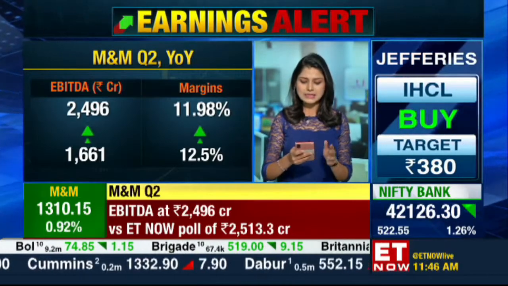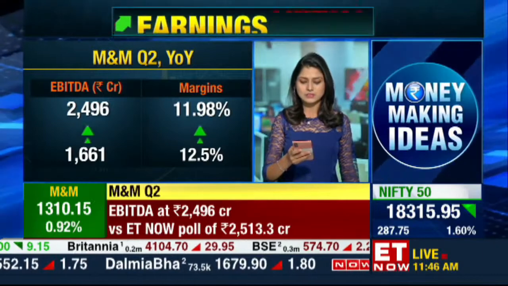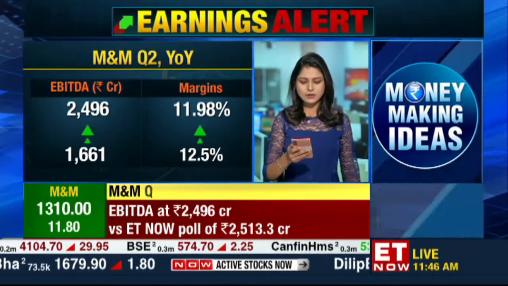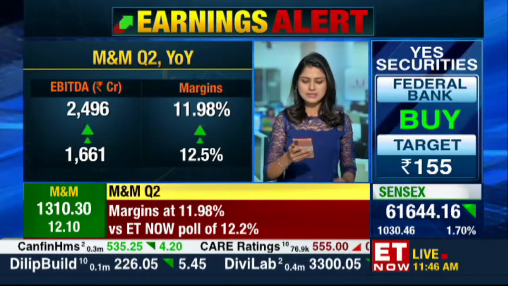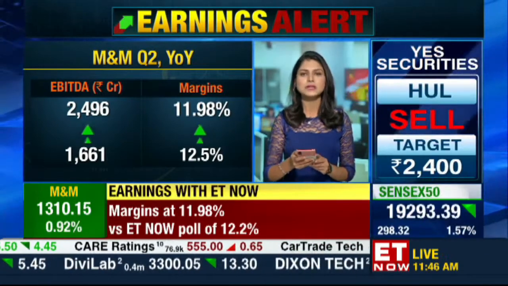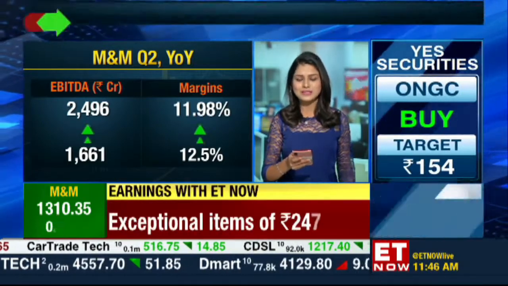What the company has this time done is there is an exceptional item of 247 crores as well, and that is on the back of impairment provisions for the long-term investment and gain on sale of certain investments. But adjusting for it, the profit figure is a bit higher than what we were expecting.